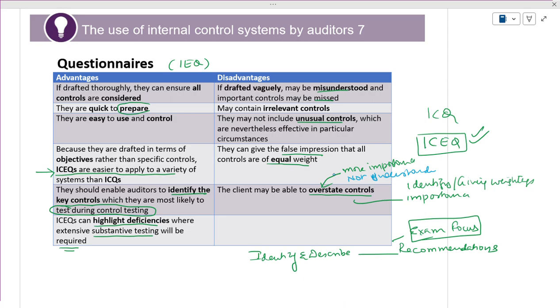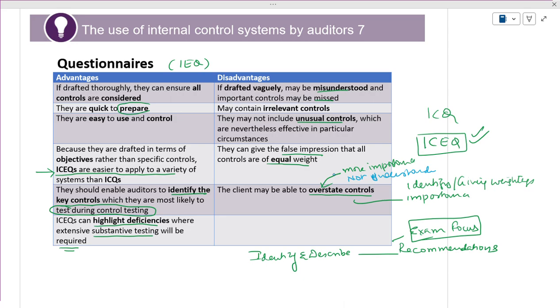Okay, fine. This is the control. We can miss one control. Fine, it doesn't make any difference. This control is not important. One control is not important, another control is important. We cannot say all controls are important.